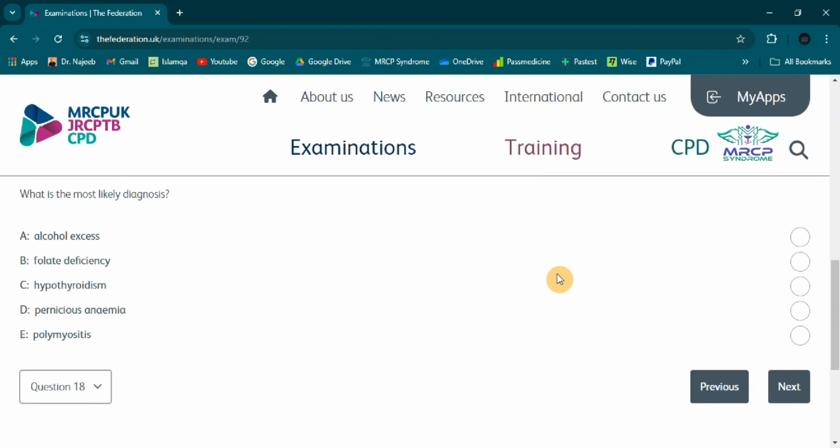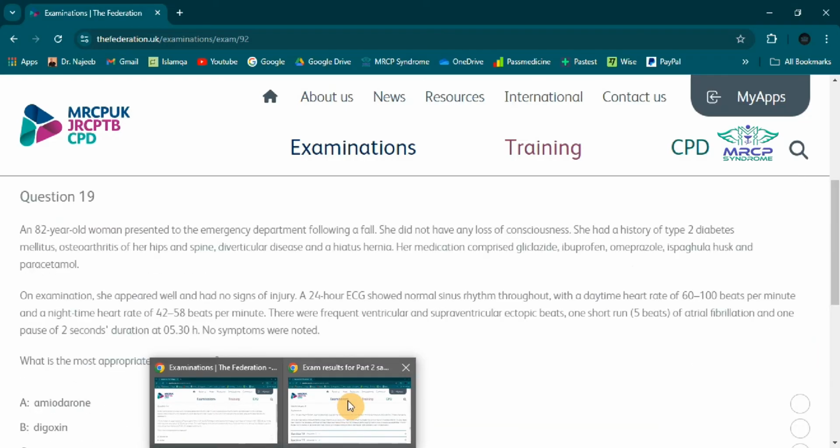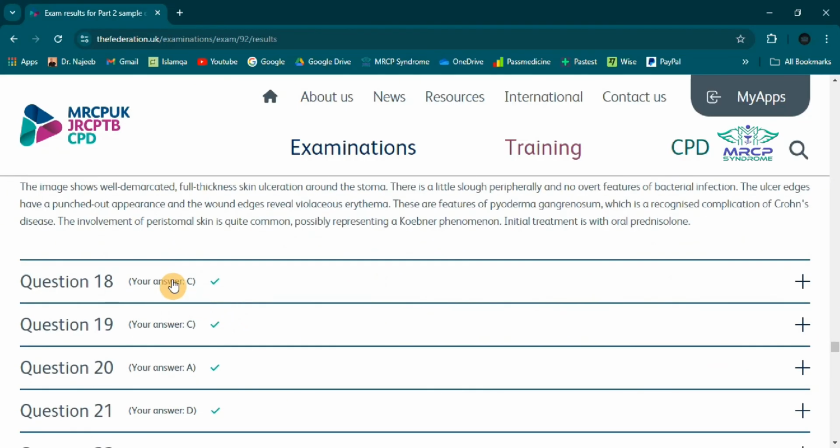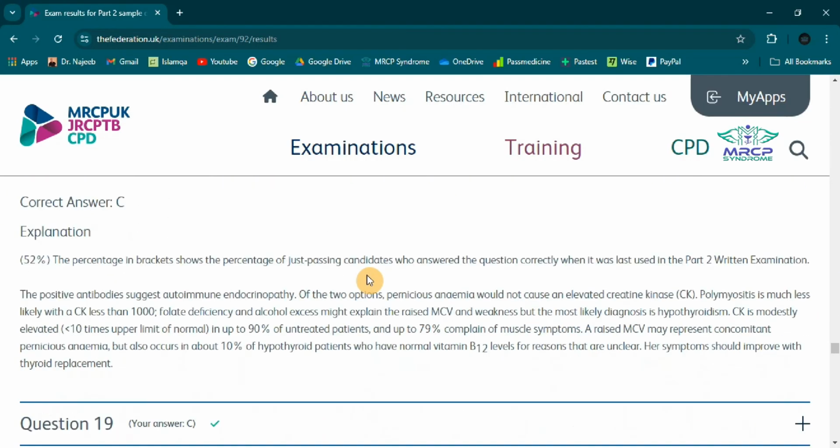So we'll be going for hypothyroidism. The positive antibodies suggest autoimmune endocrinopathy. Of the two options, pernicious anemia would not cause an elevated creatine kinase. Polymyositis is much less likely with a creatine kinase less than 1000. Folate deficiency and alcohol excess might explain the raised MCV and weakness, but the most likely diagnosis is hypothyroidism.